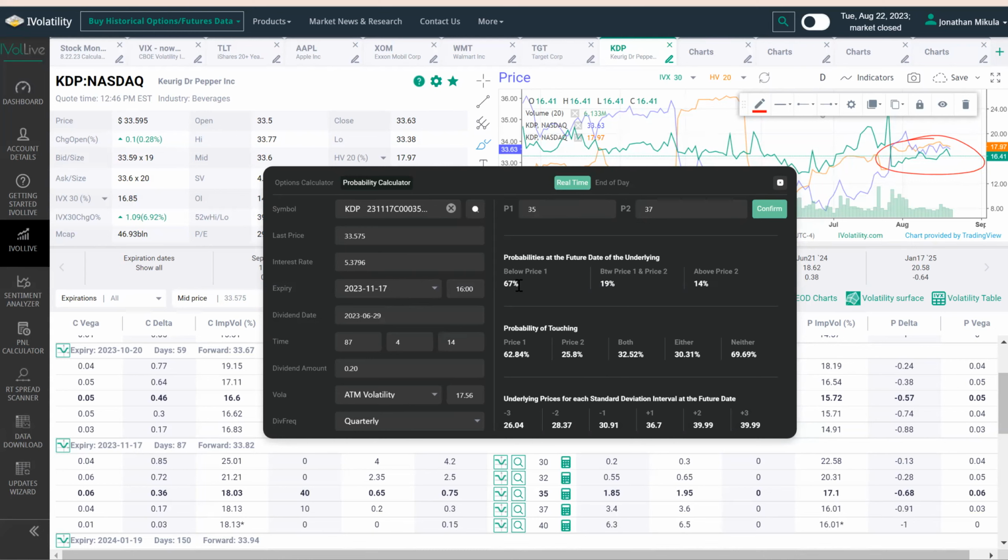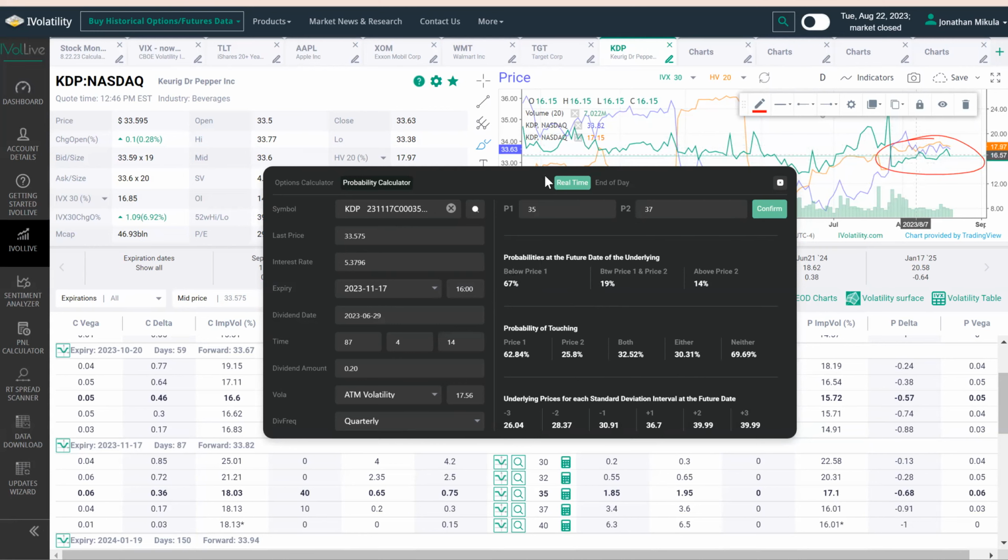So what this is telling me is this coalescing happening here is more than likely going to break out to the downside sometime between now and this expiration date. That's very valuable because I can now use that to design a bearish trade on Keurig Dr. Pepper, right? So this is how they all kind of play together.